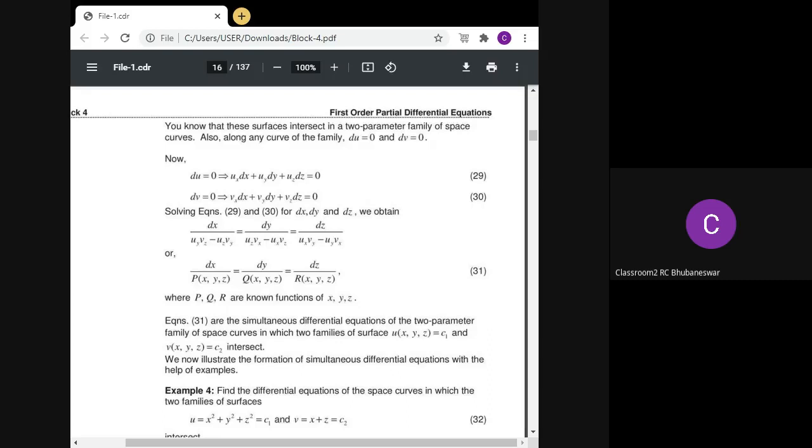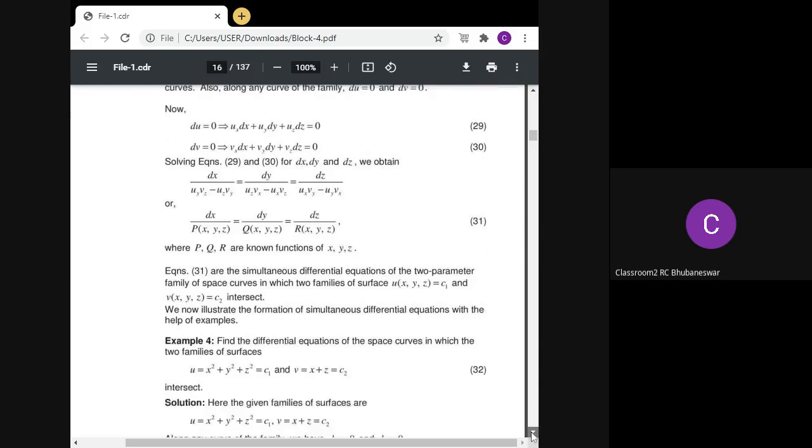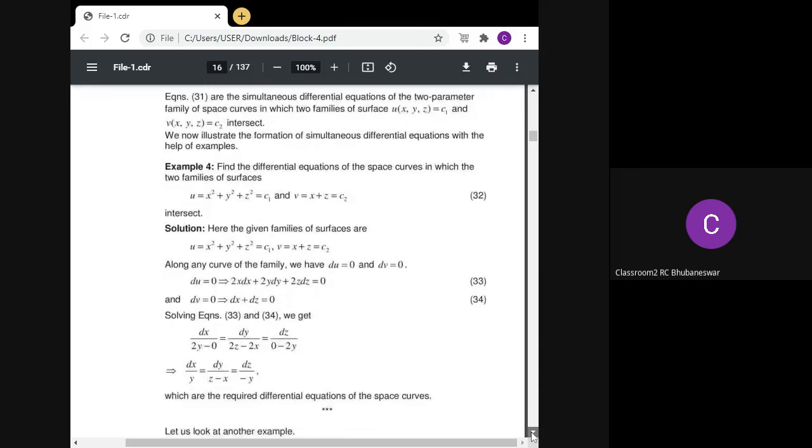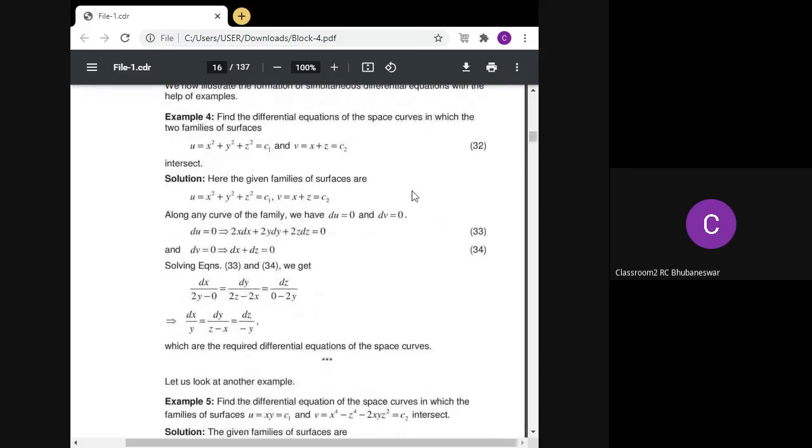Now, the same has been discussed in example number 4 with this particular type of curve. So here we have taken two families of curves. First one is u equals x square plus y square plus z square into c1, and second one is x plus z equals c2. So clearly these are two families of surfaces.